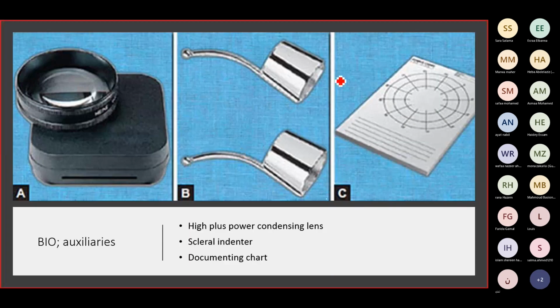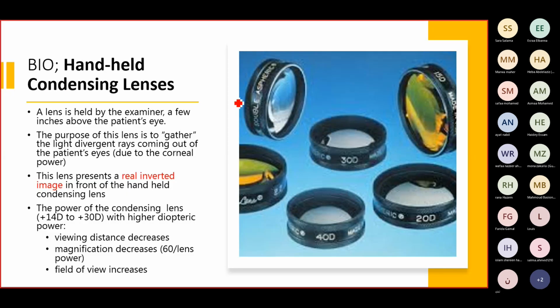The auxiliaries, we have a high power condensing lens, and we'll talk about that soon. We may need to use the scleral indentors, and we'll talk about that as well, and documenting charts. Those usually will come in the bag of the indirect ophthalmoscope. The condensing lens, the same principle that we used with the Volk lenses, with the non-contact plus lenses used in slit lamp biomicroscopy, they are more or less the same here. So the image is a real image. It's an aerial image between the condensing lens and the observer's eye, and it's an inverted and laterally reversed image.